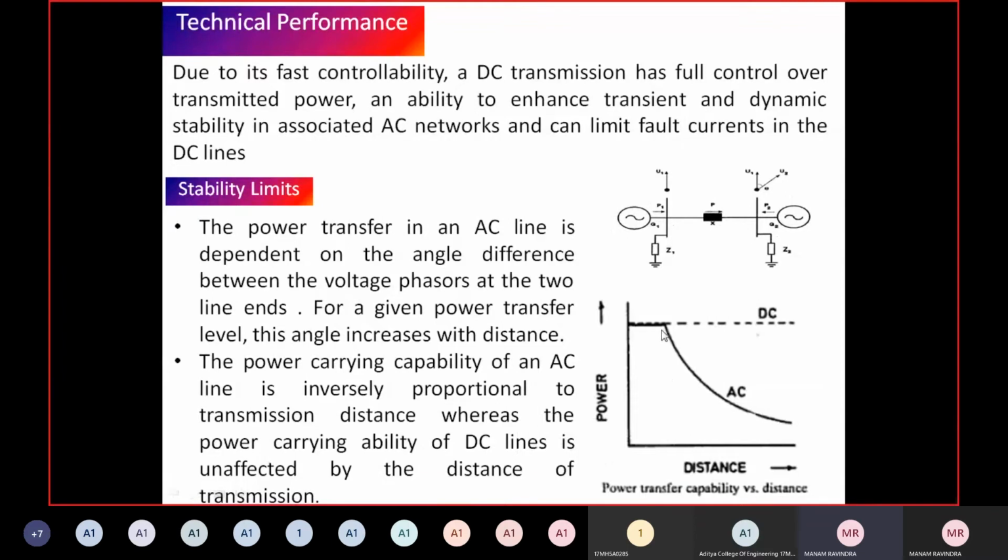In case of an AC transmission line, as the distance increases, the power is going to decrease like this. In case of DC transmission, it remains constant. The power carrying capability of an AC line is mostly proportional to the transmission distance, whereas the power carrying ability of the DC line is unaffected by the distance of the transmission.